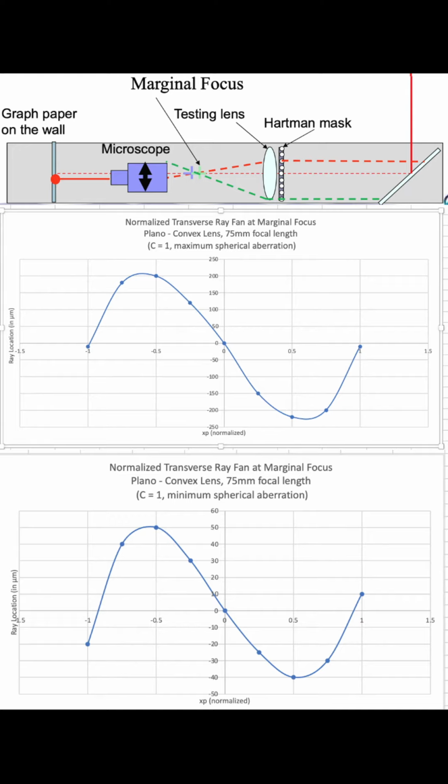Next, a transverse ray fan was obtained by scanning the beam across the Hartmann mask and moving the microscope in a transverse direction to determine the location of the beam. This was done for both the maximum and the minimum spherical aberration configuration. The maximum configuration showed a 200 micron spherical aberration, and the minimum configuration showed around 50 microns.